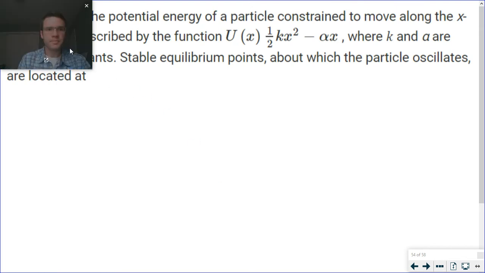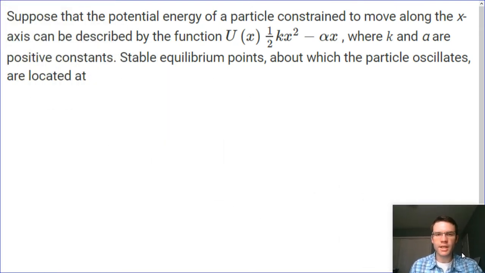Okay, our next one. Suppose the potential energy of a particle constrained to move along the x-axis can be described by the function, and it gives it to us there, where k and alpha are positive constants. Stable equilibrium points about which the particle oscillates are located at.